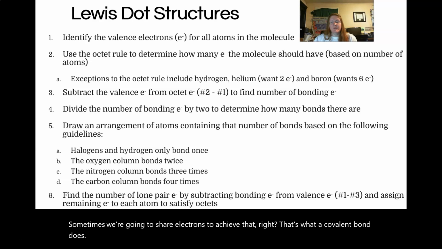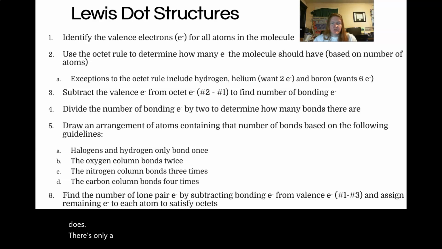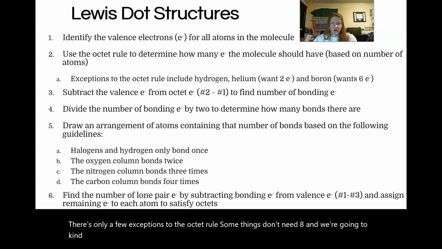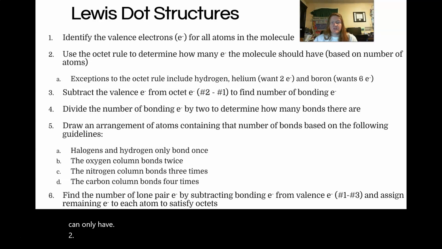There's only a few exceptions to the octet rule. Some things don't need 8, and we're going to explore those as we go along. The main one in the beginning is hydrogen. Hydrogen can only have 2 valence electrons assigned to it. It just does not have enough protons to support 8. So just 2.